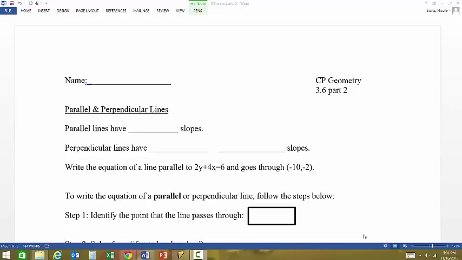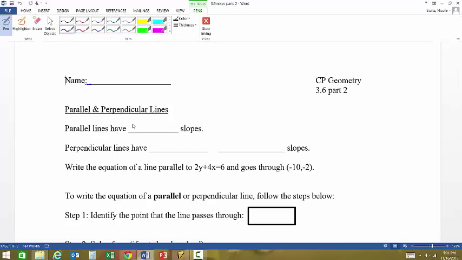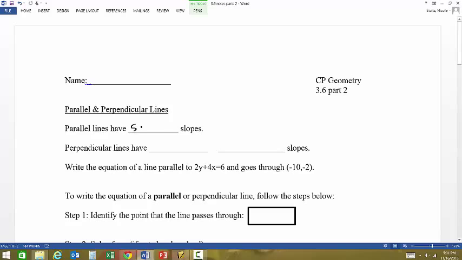So if you recall from last year, lines that are parallel will always have the same slopes. So we'll go ahead and write same in here. Whereas lines that are perpendicular, and if you're not sure what that means, lines that cross to make a right angle, will always have opposite reciprocal slopes.